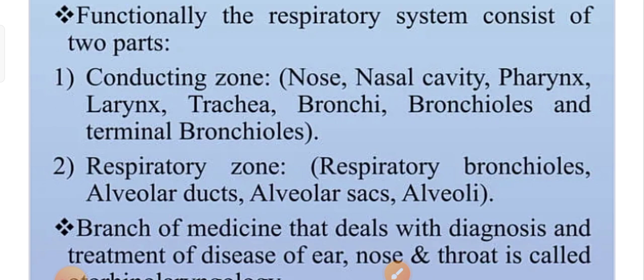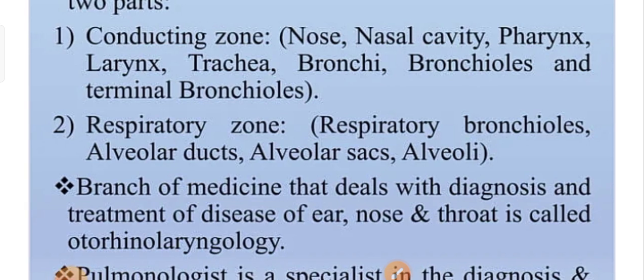Once again, I'm revising the respiratory system, mainly classified according to structure and according to function. According to structure, there are the upper respiratory and lower respiratory tracts. According to function, it also consists of two parts: the conducting zone and the respiratory zone. The conducting zone consists of the nose, nasal cavity, pharynx, larynx, trachea, bronchi, bronchioles, and the terminal bronchioles. The respiratory zone consists of respiratory bronchioles, alveolar ducts, alveolar sacs, and alveoli.